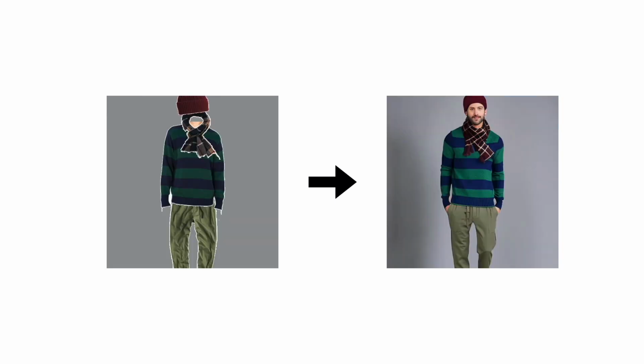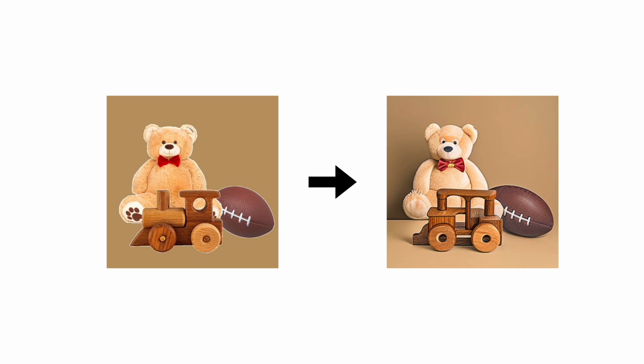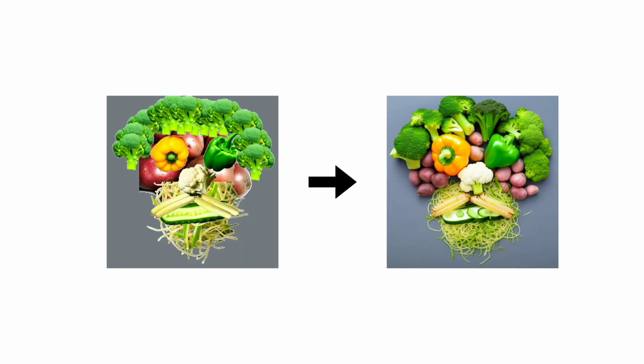Pretty cool outfit. It's an easy way to try on virtual outfits. Just paste the images in each layer of the different pieces of clothing you'd like, and Collage Diffusion harmonizes them together. A bunch of toys. Here we have a teddy bear, a wooden train, and a football. And here a pretty cool example where we have a face made out of vegetables with, I believe, 9 or 10 layers to represent all the different parts of the face.